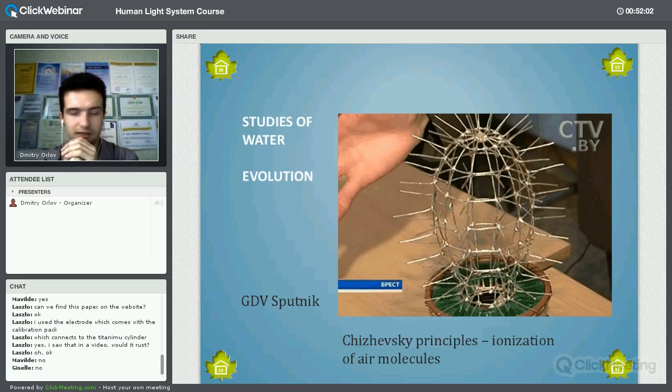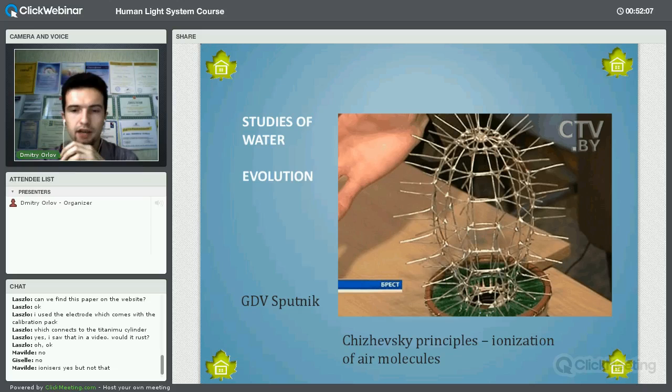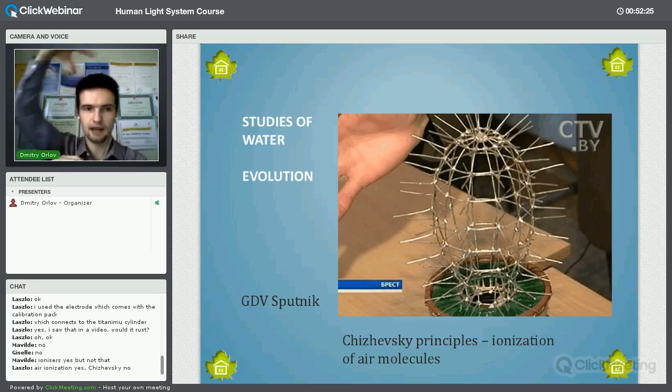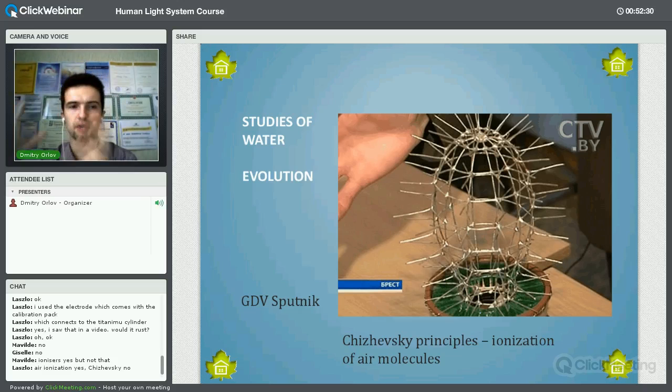Well, just type in Google air ionization. There are special devices like Krzyzewski lamps that are hanging on the ceiling of the room and ionize the air in the room. And there are special resorts where there are special rooms with very high concentration of ions that are artificially made by such devices.